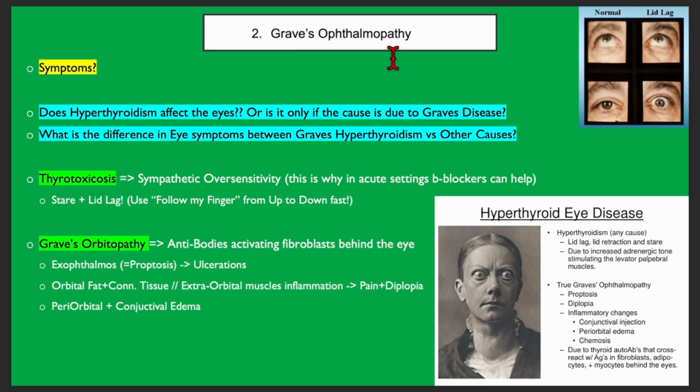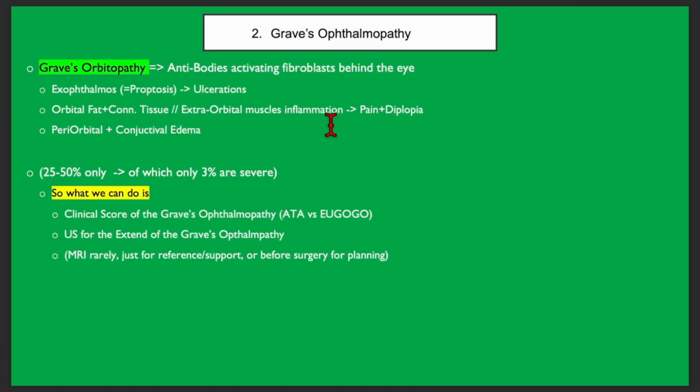The second part of the triad is the Graves ophthalmopathy. We already spoke about this in the first slide. Let's go on into more detail. So what can we do for these Graves ophthalmopathy?